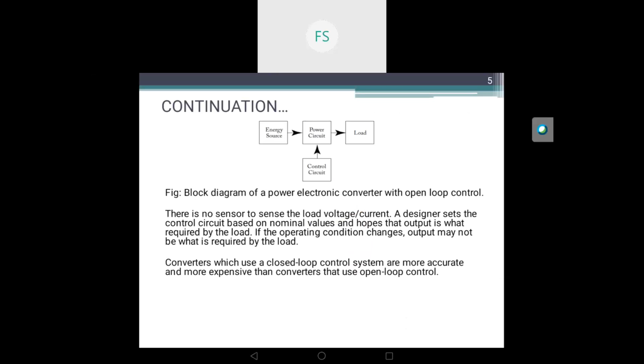In an open loop system, the designer sets the control circuit based on some nominal values and hopes that the output is what is required by the load. If the operating condition changes, the output may not be what is required by the load.